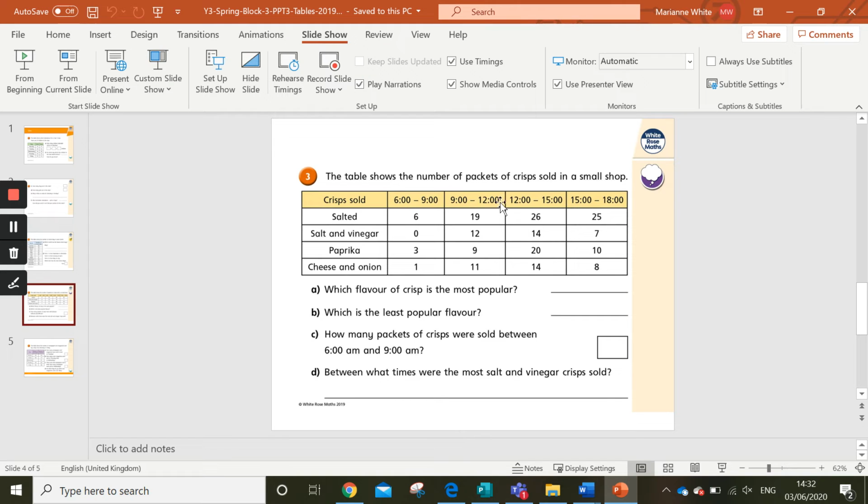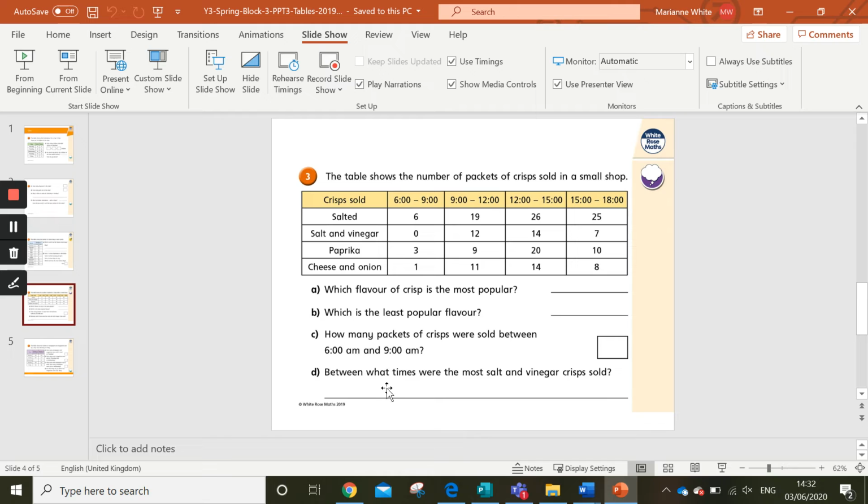So you would need to add together all of the number of crisps sold throughout the whole day, and you would need to do that for each packet of crisps. Again, you could write the total at the end of the column here, as you might need that for questions later on. For example, question B, which asks which is the least popular flavour. So which packet of crisps sold the least amount throughout the whole day?